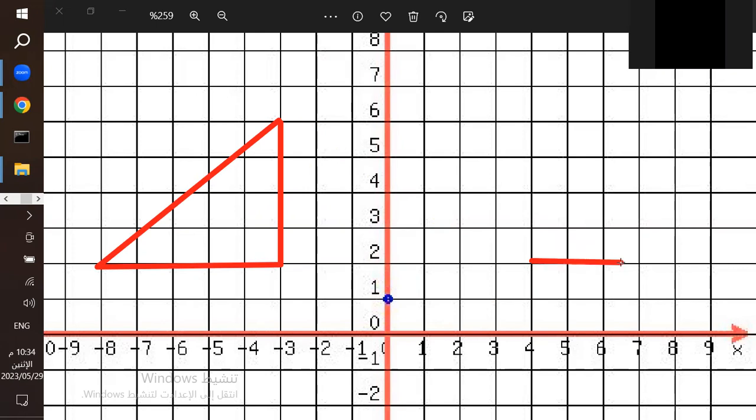Mr. Muhammad, I have a question. I don't know how to find the new center of enlargement. Like when they give you the scale factor like minus half, how do I get the new center of enlargement? I'll tell you. Right?